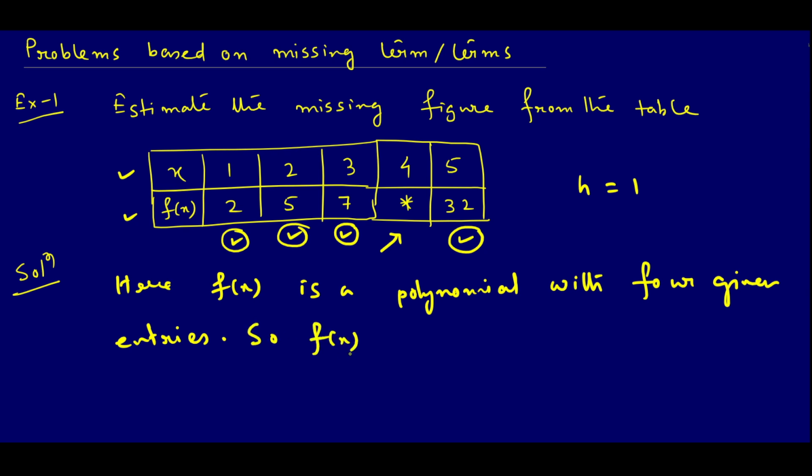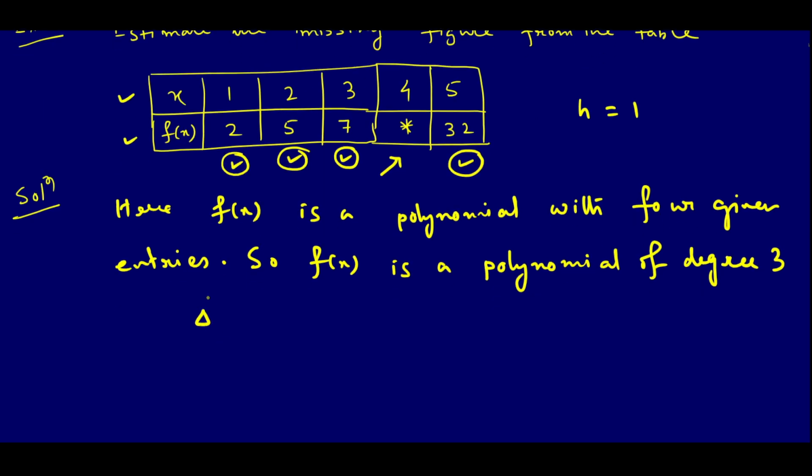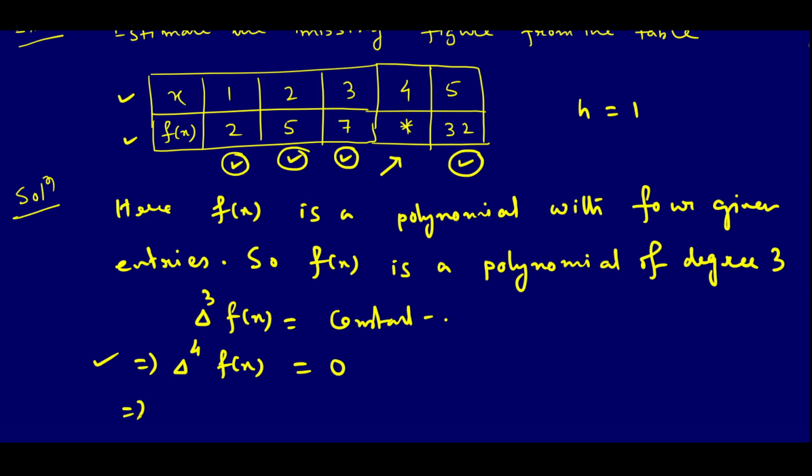So f of x is a polynomial of degree 3. So what the fundamental theorem says: if f of x is a polynomial of degree 3, then delta 3 f of x will be constant. But if we raise the power by 1, suppose 4, delta 4 f of x, then it will become 0. Directly you can write this, or you can remember it like this also. Since there are 4 given values of f of x, without writing the first two lines, you can directly write delta to the power 4 f of x equals 0.